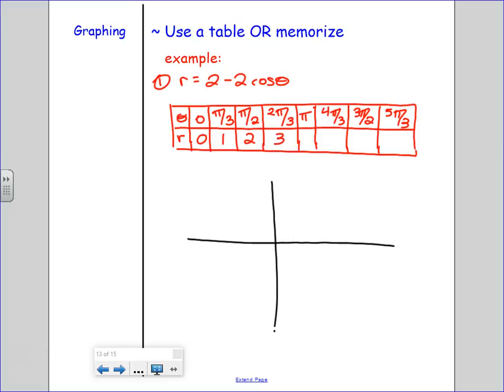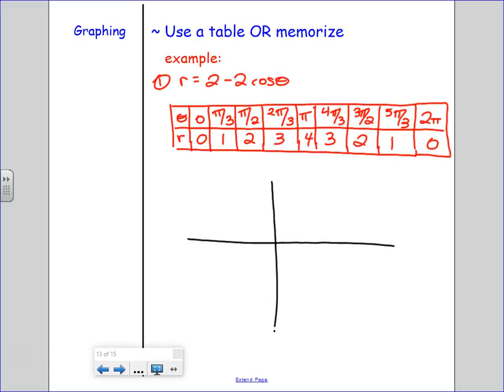Cosine of pi is negative 1. So 2 minus negative 2 would be 2 plus 2, that's 4. Oh my goodness, it's increasing. 4 pi over 3, cosine is negative 1/2. Oh, isn't that back to 3? Cosine of 3 pi over 2 is 0, so 2 minus 0 is 2. And then cosine of 5 pi over 3 is 1/2, so 2 minus 1 is 1. And then what do you think I would get at 2 pi if I kept on going? Interesting. Well, let's see what that looks like when we graph it.